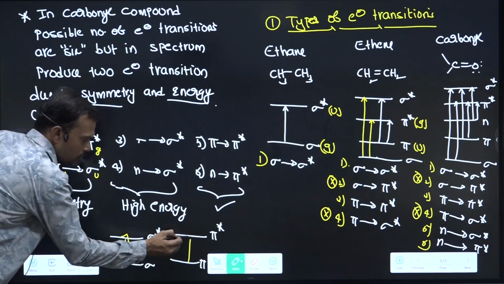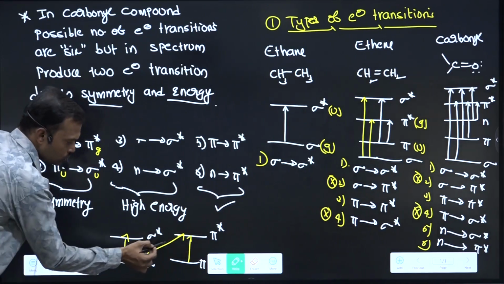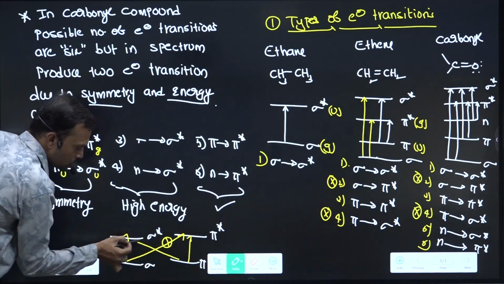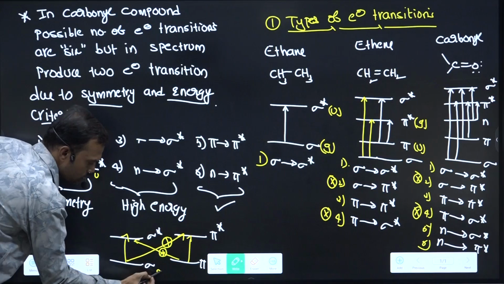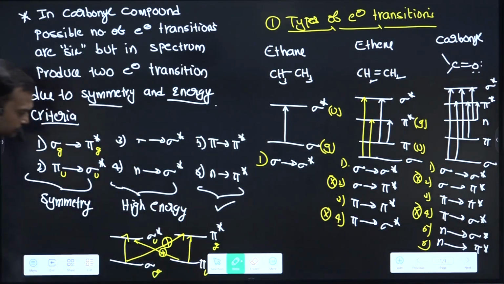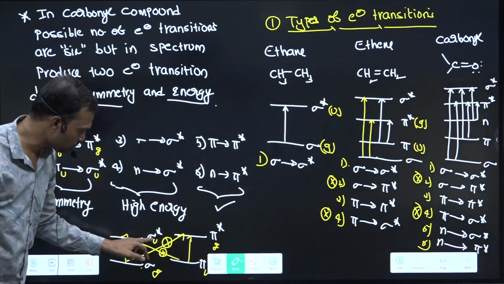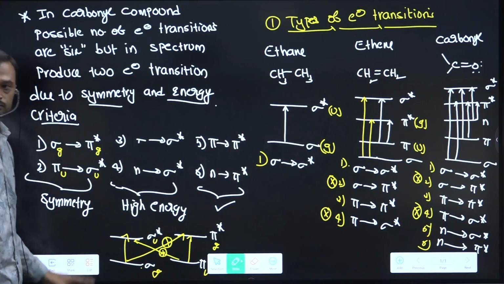Yes. Pi to pi star possible? Yes. Is sigma to pi star possible? No, this is not possible. In the same way, pi to sigma star is also not possible because of gerade and ungerade. This is ungerade and what is this? Gerade. Gerade to ungerade is possible, ungerade to gerade is possible, but ungerade to ungerade and gerade to gerade are not possible.